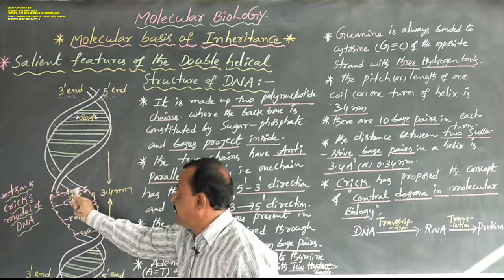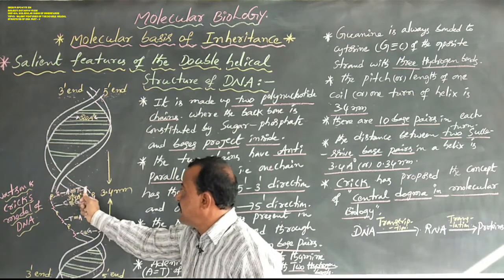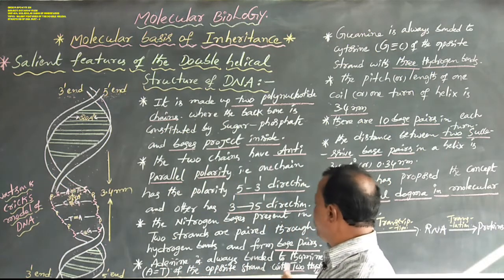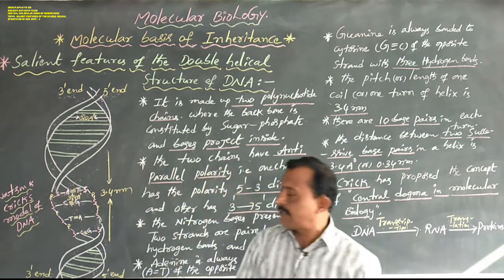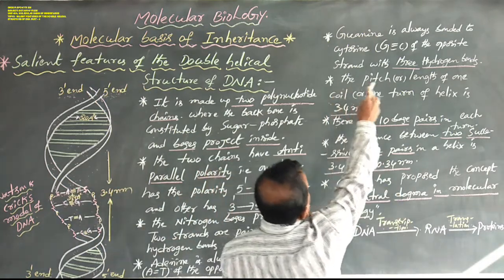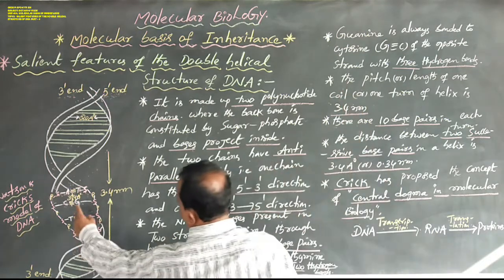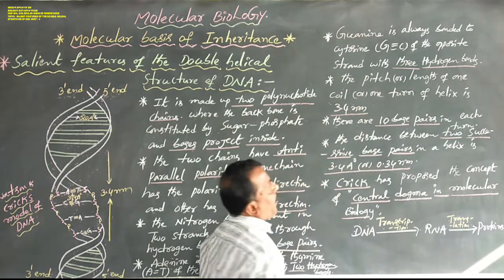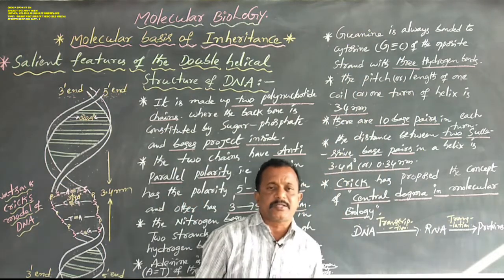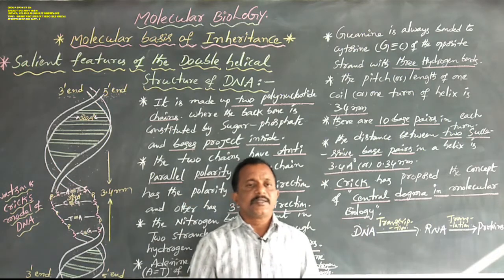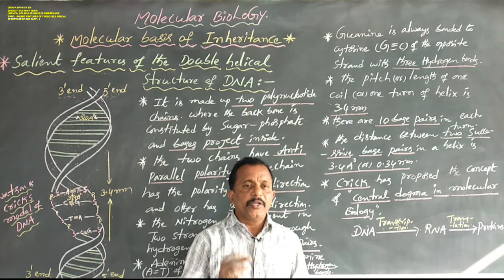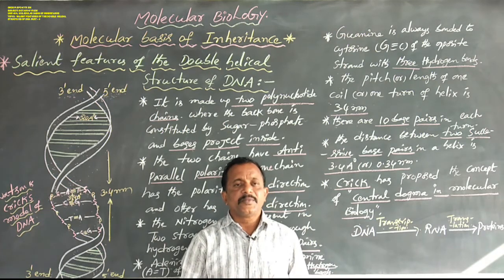This is one strand and this is another strand. Adenine is always bonded to thymine of the opposite strand with two hydrogen bonds. Next, guanine is always bonded to cytosine of the opposite strand with three hydrogen bonds. In the previous class, Erwin Chargaff discovered that every purine is always opposite to a pyrimidine, with hydrogen bonds between them.